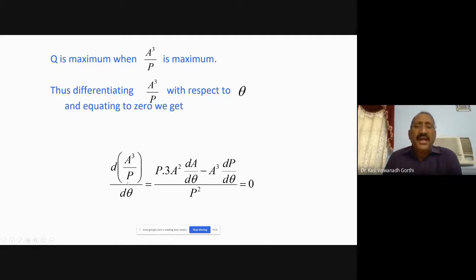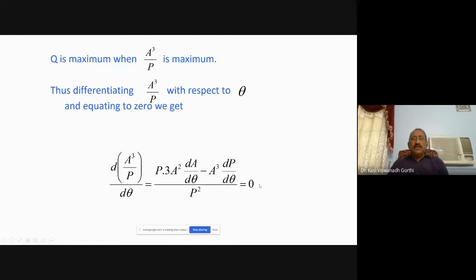d by d theta of A cube by P. So it's something like U by V: (V U dash minus U V dash) by V square. A and P both are functions of theta, hence P into differential of A cube minus A cube into differential of P, divided by P square. So P into differential of A cube, 3A square dA by d theta, minus A cube into differential of P, dP by d theta, divided by P square is equal to 0.